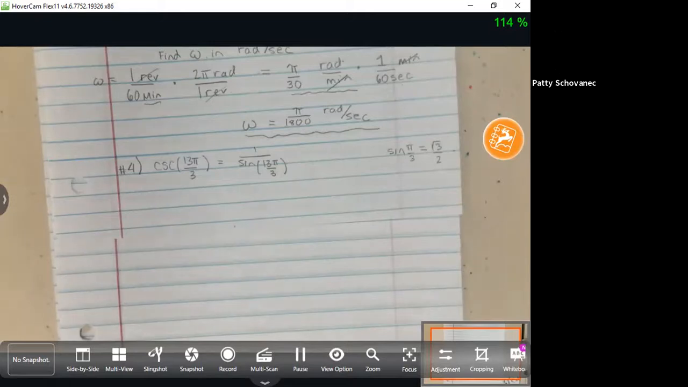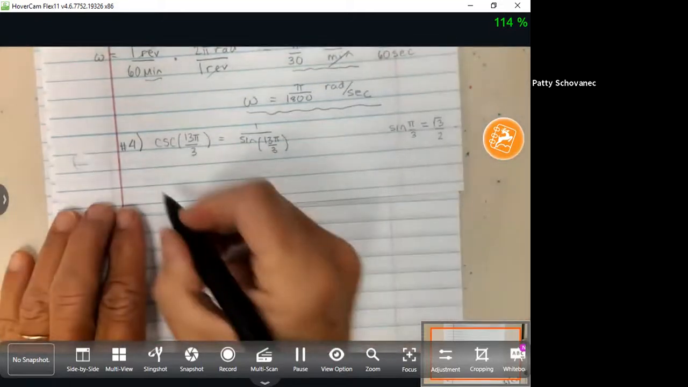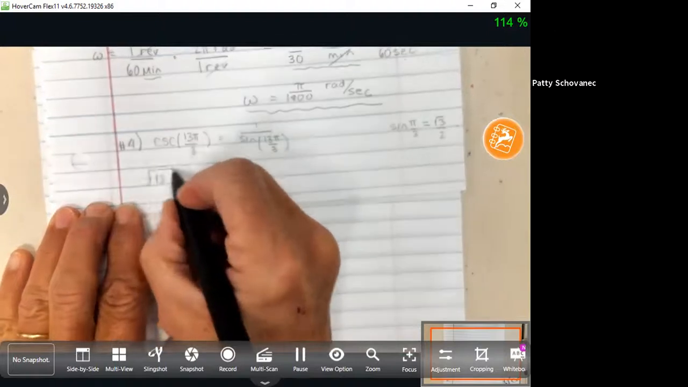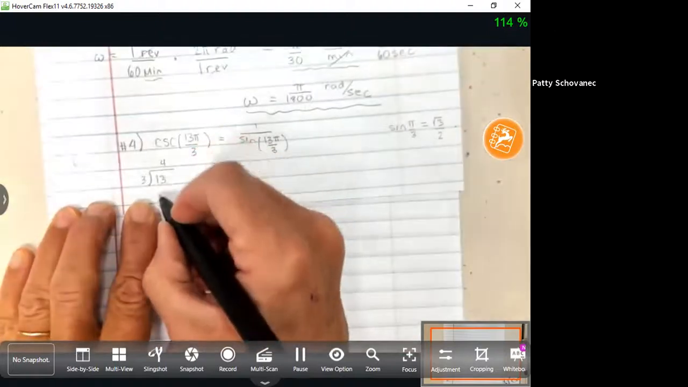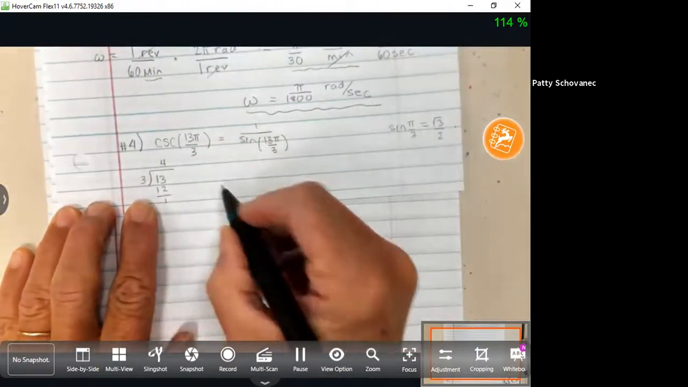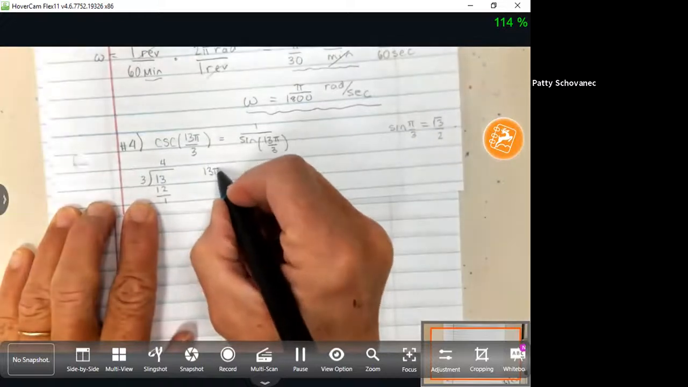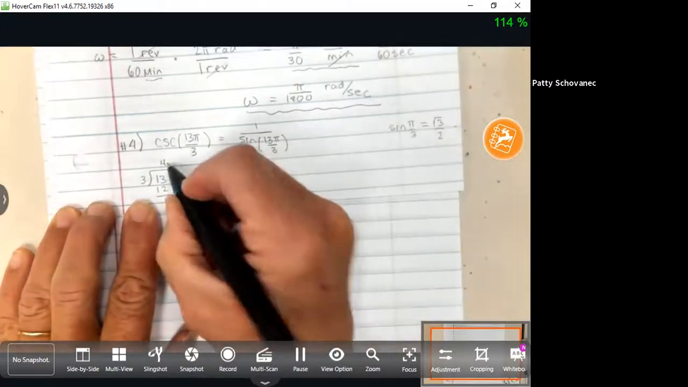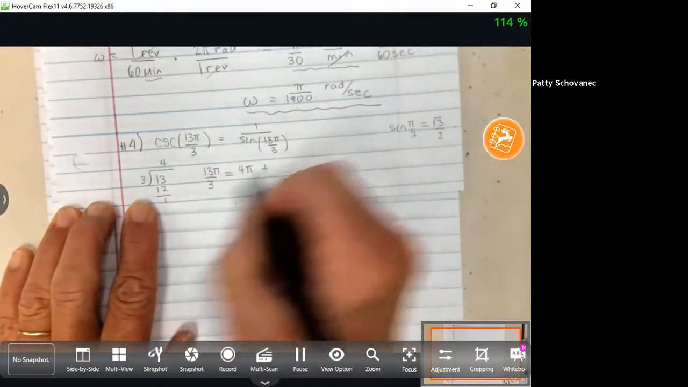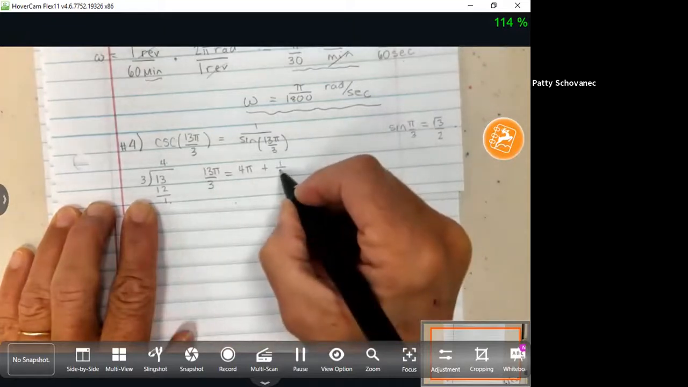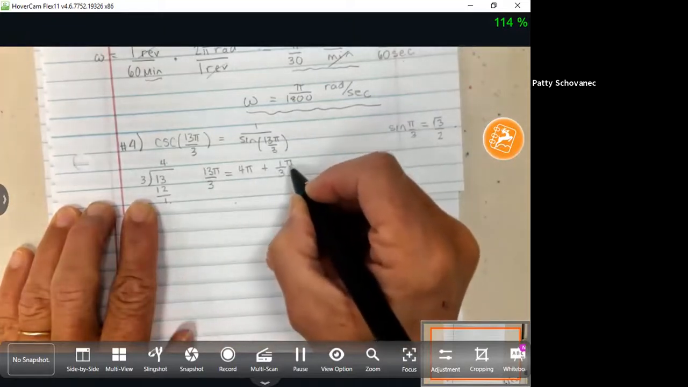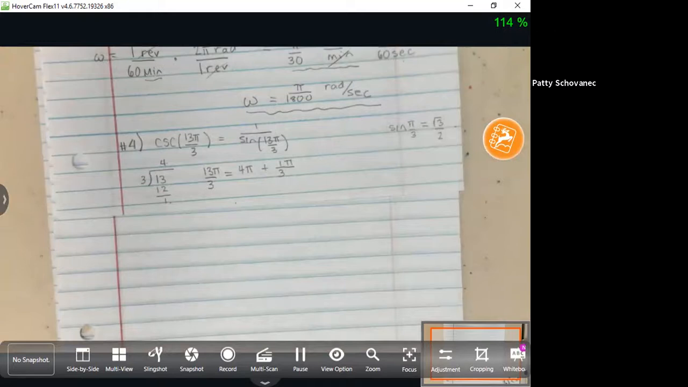So let's see how many laps around the circle it is. I'm going to take 13 and divide it by 3. Well, 3 times 4 is 12 and leaves me 1/3. So 13 pi over 3 is the same as 4 pi plus my remainder 1/3 pi, which is just pi thirds. So if you start forming this angle, you've got to go 4 pi, which is 2 complete laps around the circle, and then 1/3 pi more.